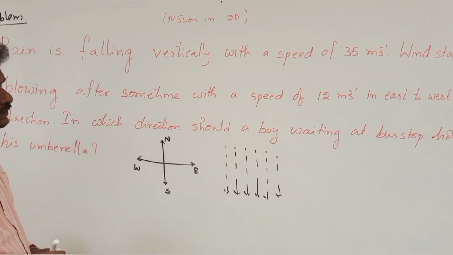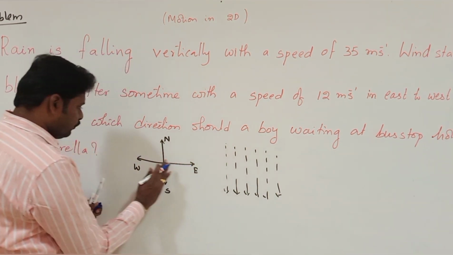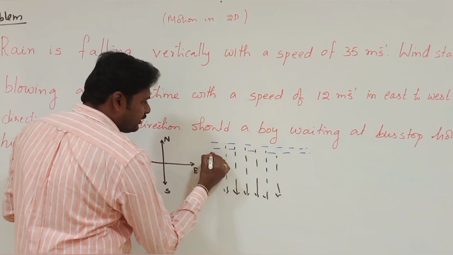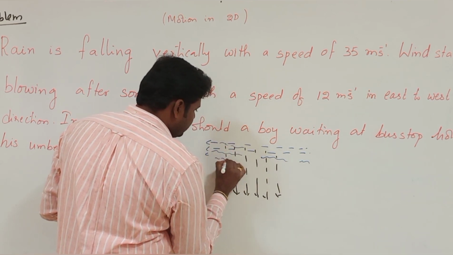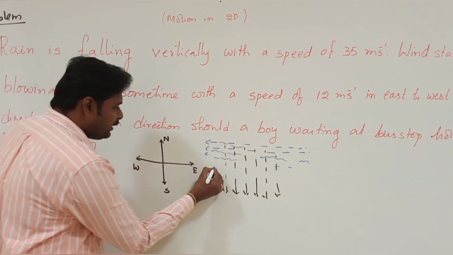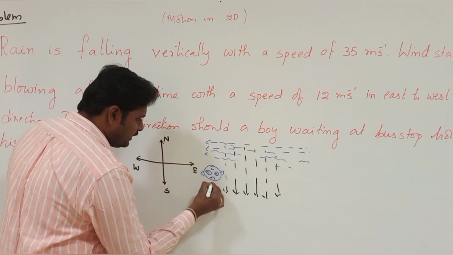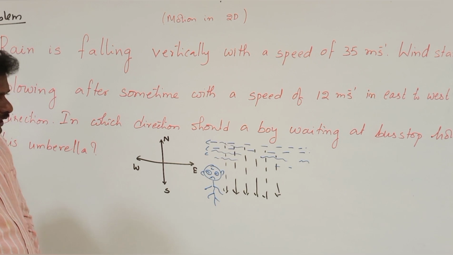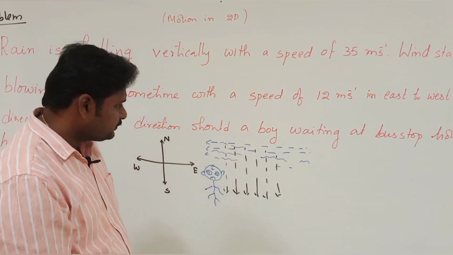Now, how is the wind blowing? The wind starts blowing east to west. So this is called the wind direction. Now, a person like a boy is simply waiting for a bus. Meanwhile the rain is coming. So the umbrella has to be held, right?